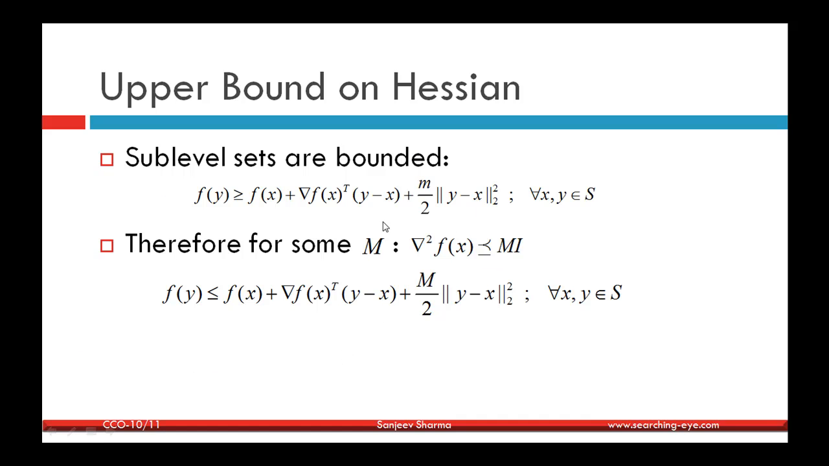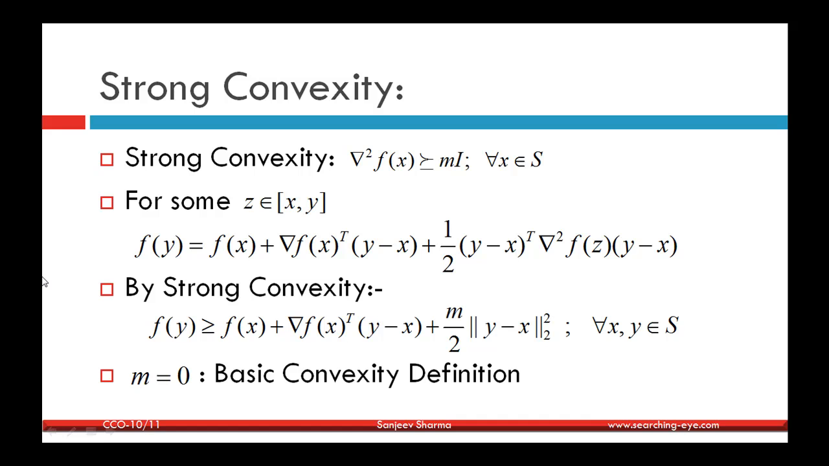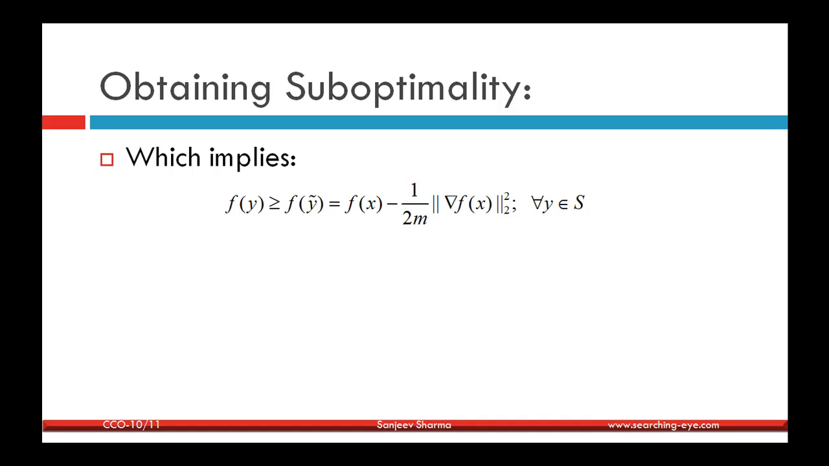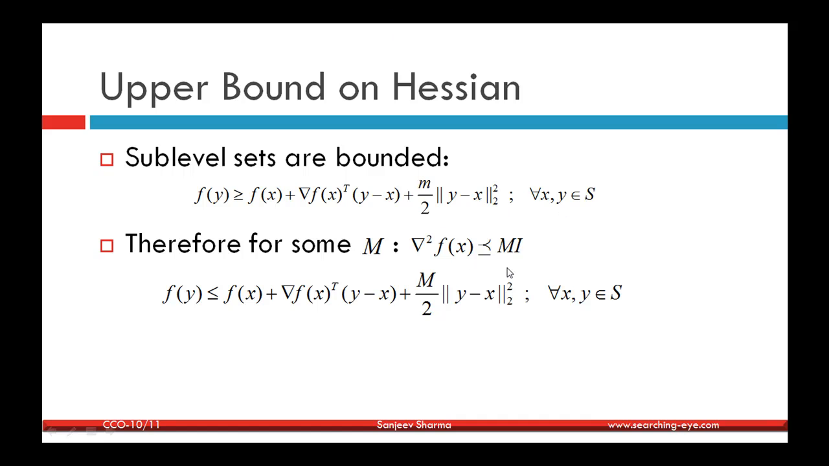So putting this in the equation we had from the strong convexity, we have f of y is equal to f of x plus del f of x transpose times y minus x plus half of y minus x transpose del square f z times y minus x. And since z belongs to S, putting this in that equation, we get this inequality, that f of y is less than or equal to f of x plus del f of x transpose times y minus x plus M over 2 times norm of y minus x squared, for all x, y belonging to the sublevel set S.